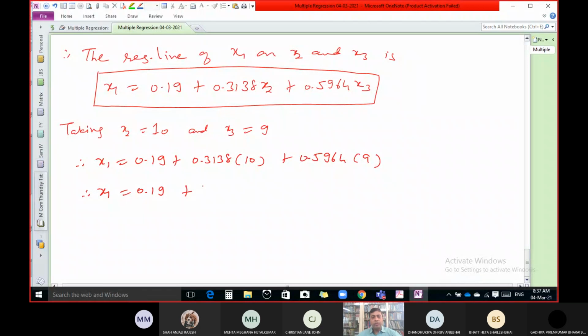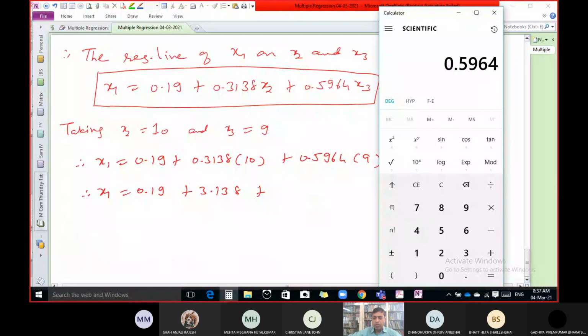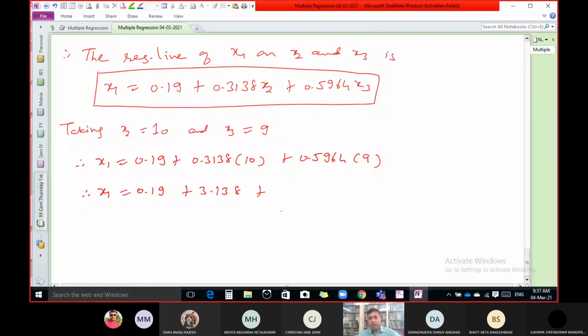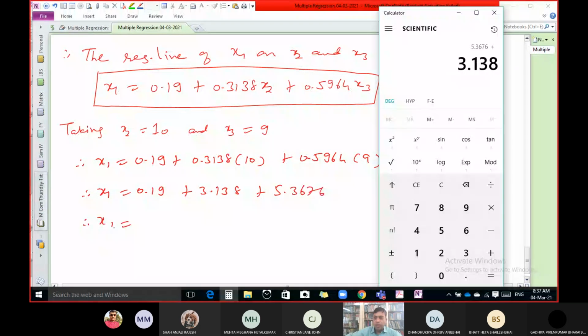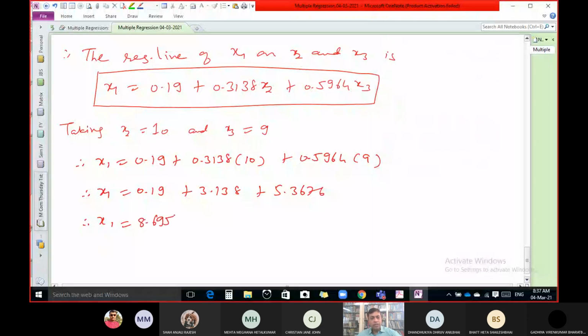0.19 plus, this is 3.138 plus 0.5964 into 9, 5.37. You can write 5.3676. So what is x1? Just add this 3.138 plus 5.3676 plus 0.19. So my final answer is 8.69, so 8.6956, that is our final answer.